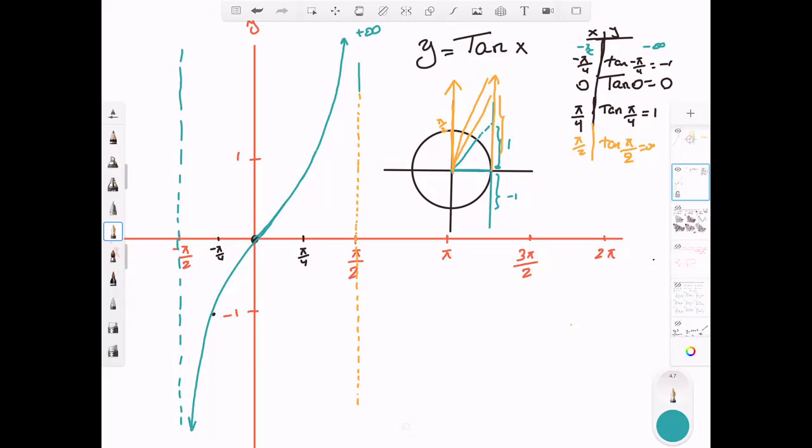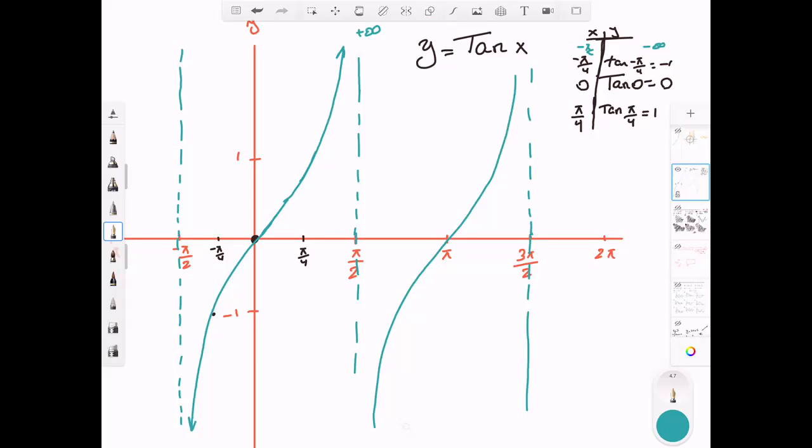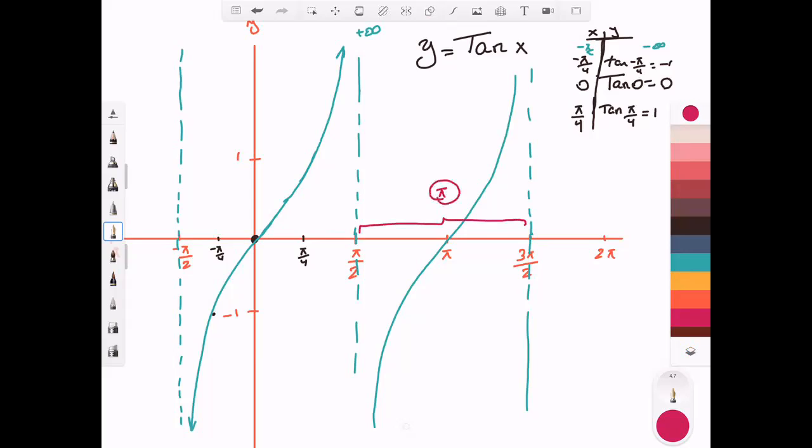This will repeat again at 3 pi half. We have a vertical asymptote here. The graph will go like this. Then at 3 pi half, the graph will be something like this. So this is periodic. It will keep repeating like this. What is the period? The period will be this distance, which is pi. This distance is pi. So the period of tangent is pi.